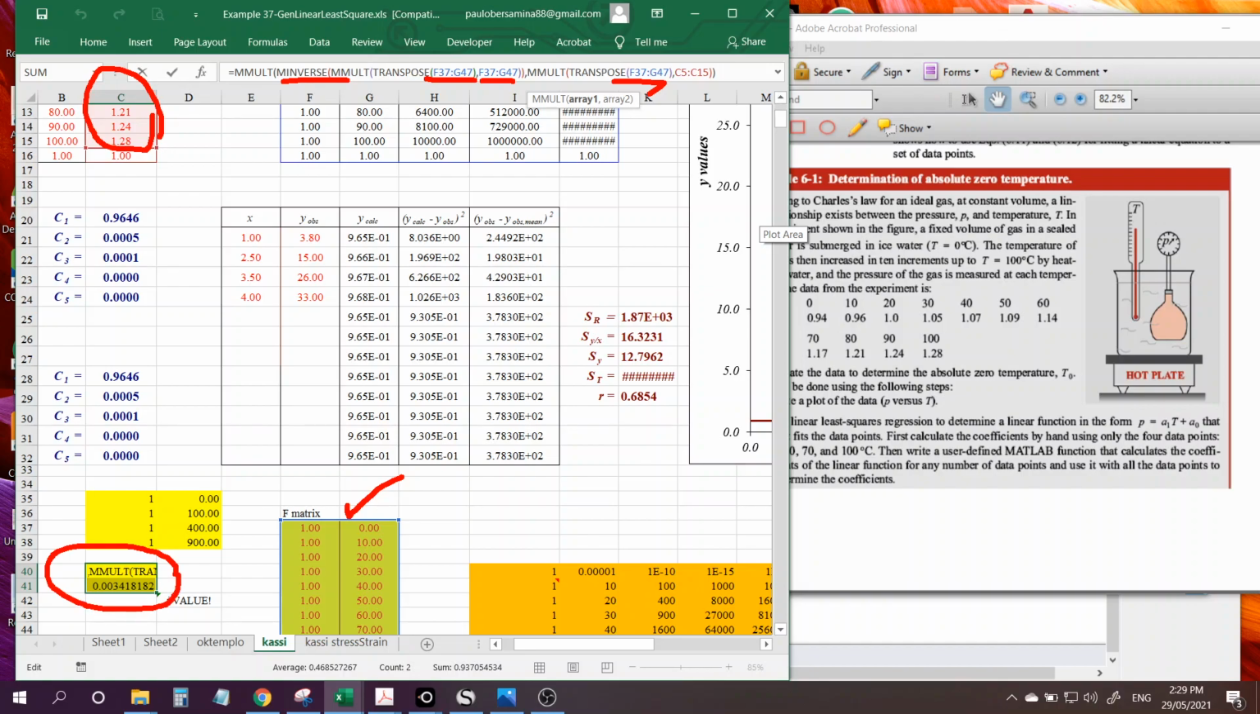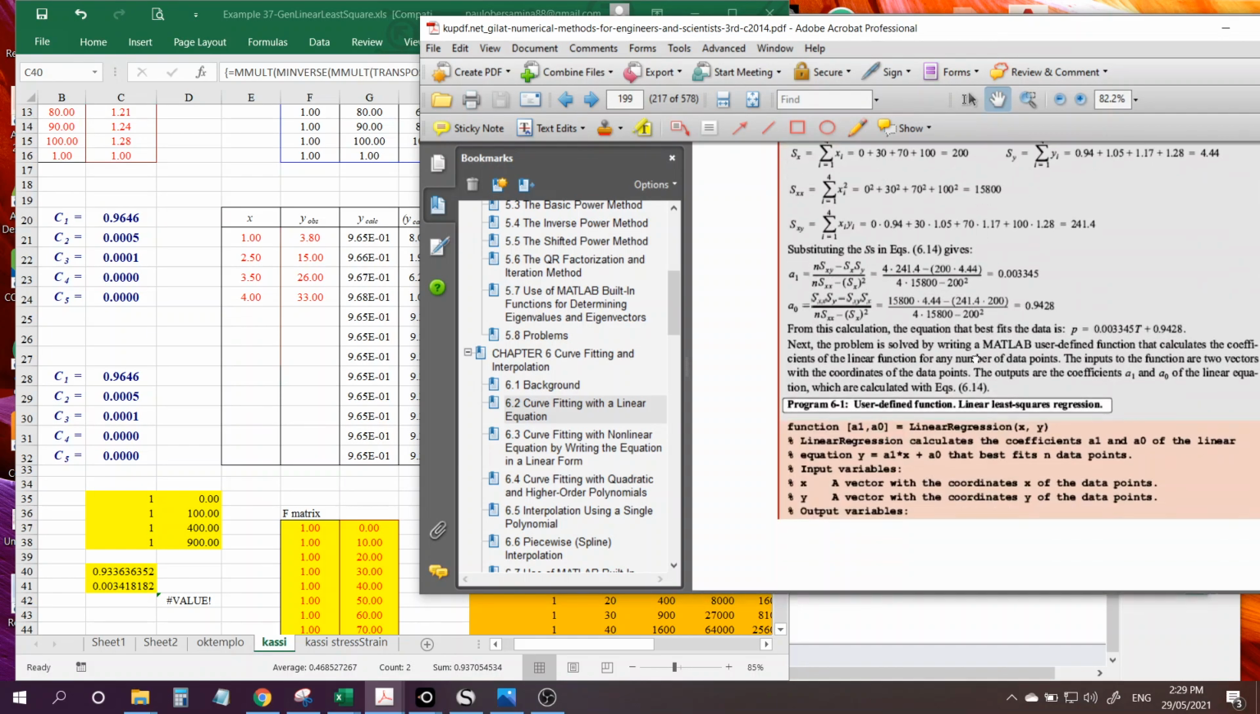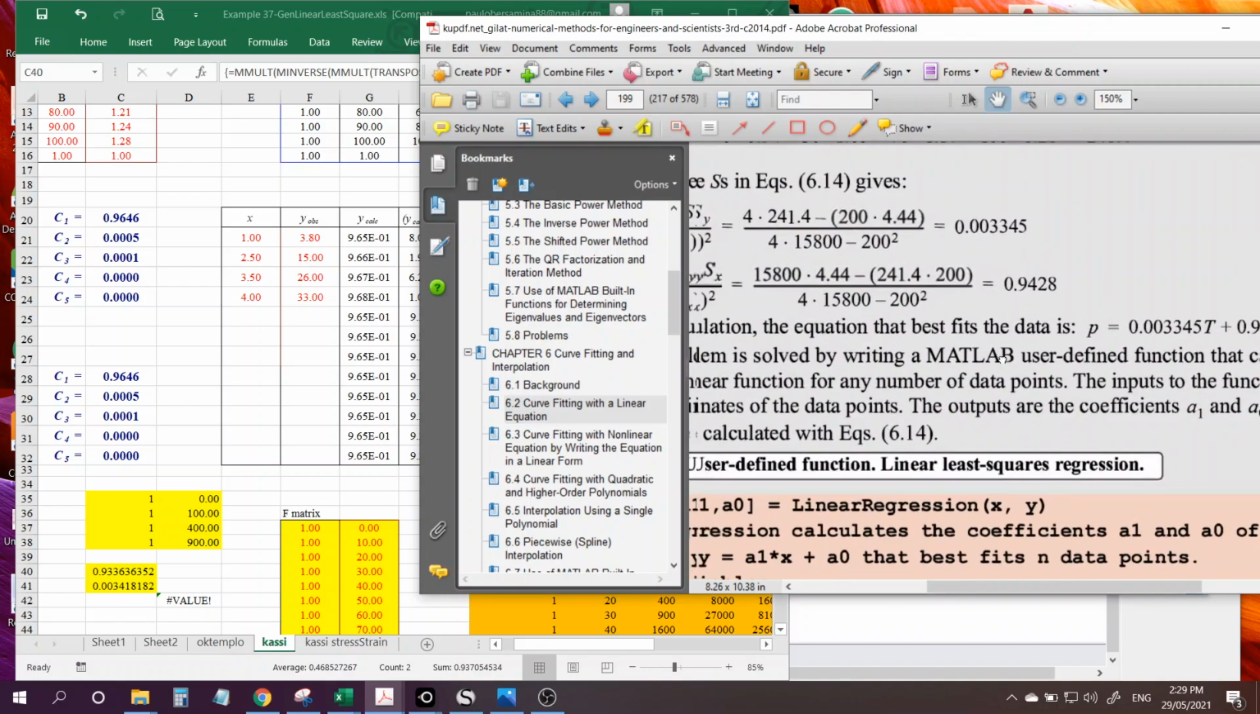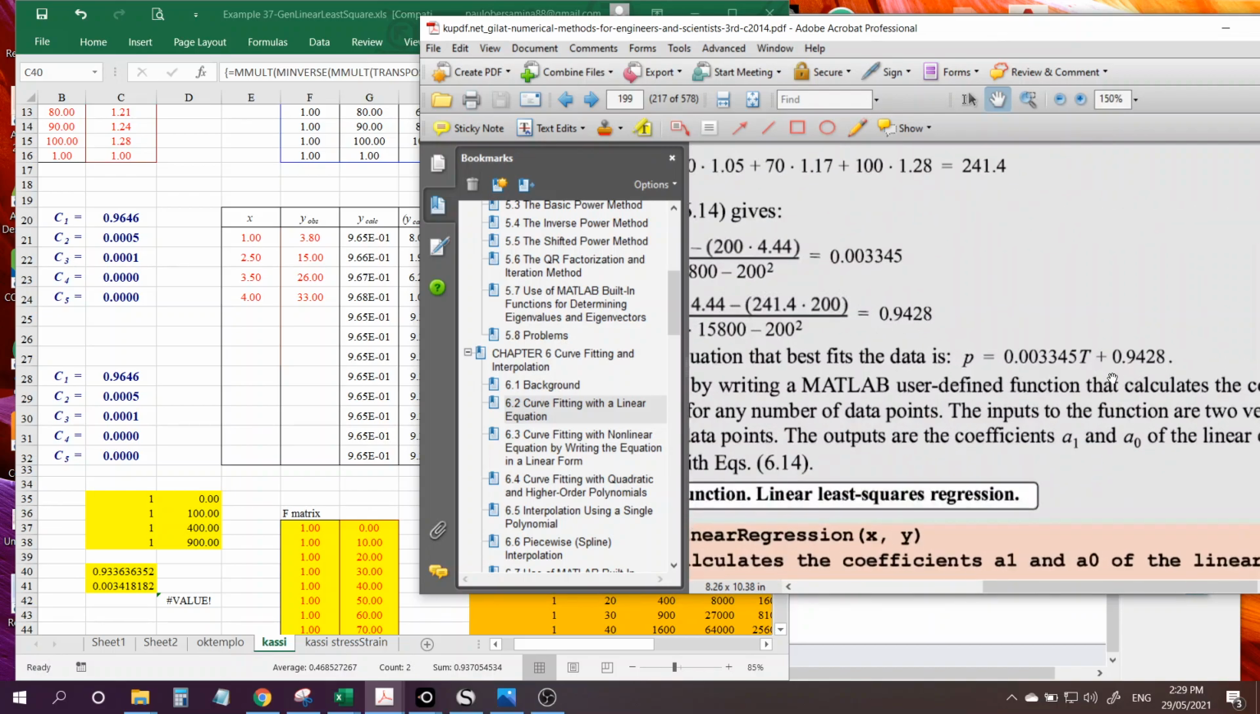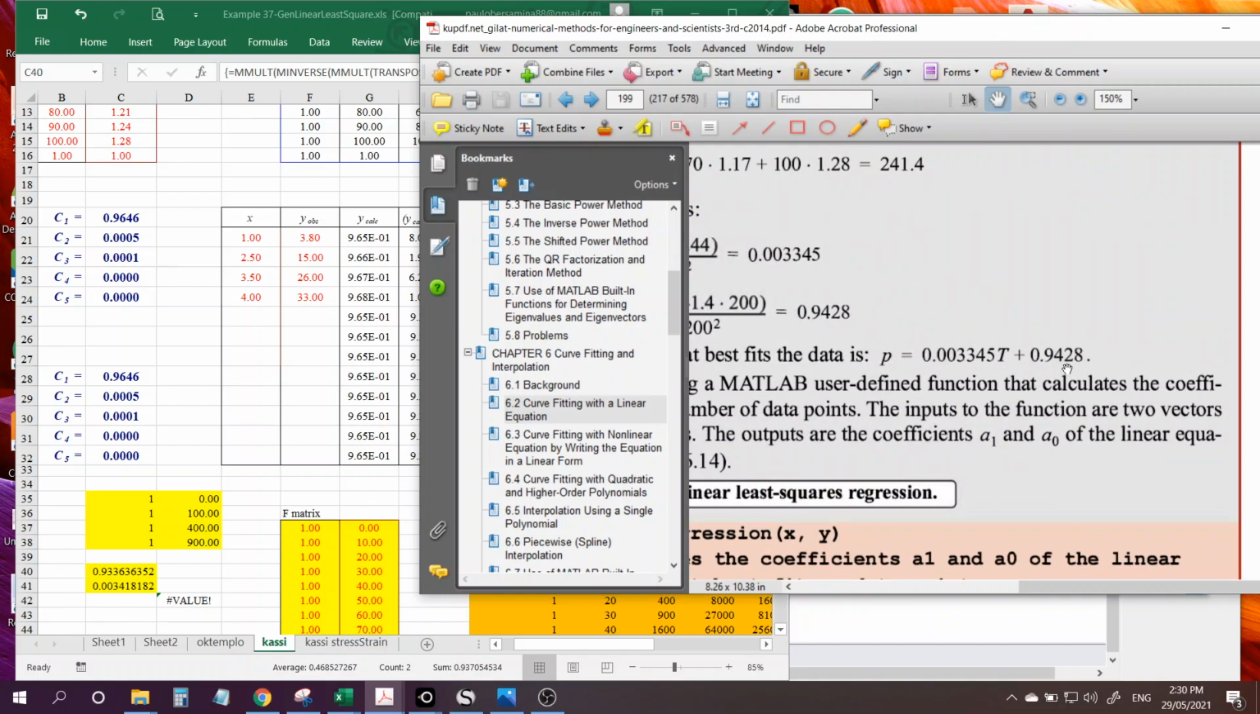So I got 0.933, 0.003. So using the formula we derived earlier, he got 0.003345 and 0.9428. So very almost the same, 0.9428, as the unknown coefficients.